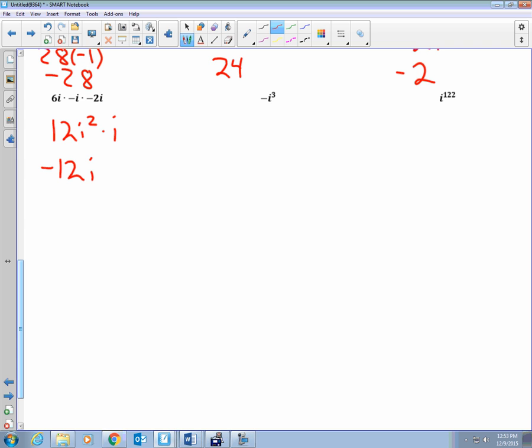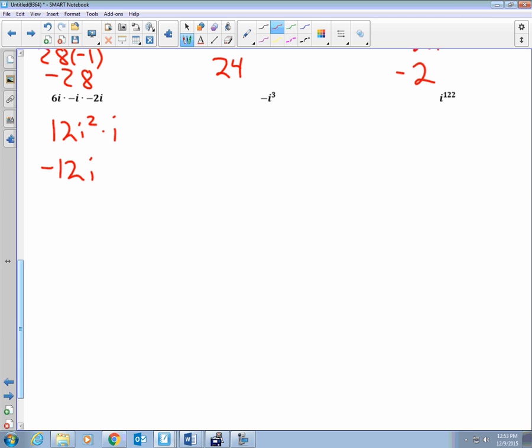Right here, because a negative times a negative will give me a positive. So I have 6 times negative 1 times negative 2, which is a positive 12. And then i times i is i squared, and then I attach the other i over here. So because I had two negatives, I wrote it as a positive.